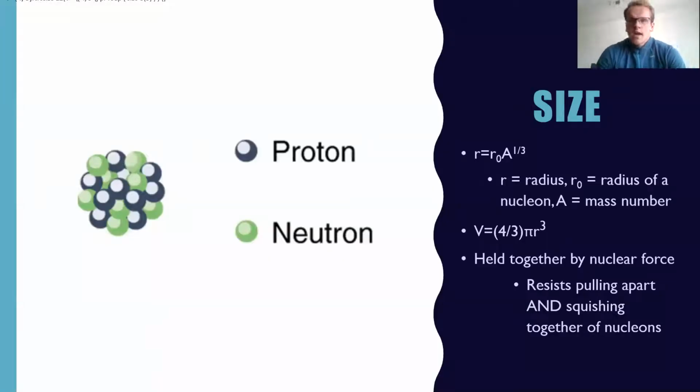In terms of size, the nucleus is obviously incredibly tiny. To figure out the size of an individual nucleus, we calculate that by taking the radius of an individual nucleon and then multiplying that by the mass number, so the total number of nucleons raised to the 1/3. And then to get the volume, it's just the standard volume equation there that we use the radius that we calculated there.